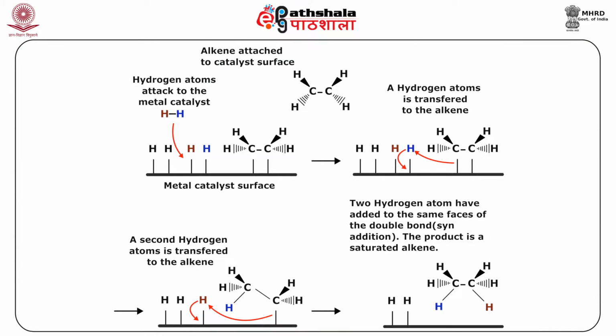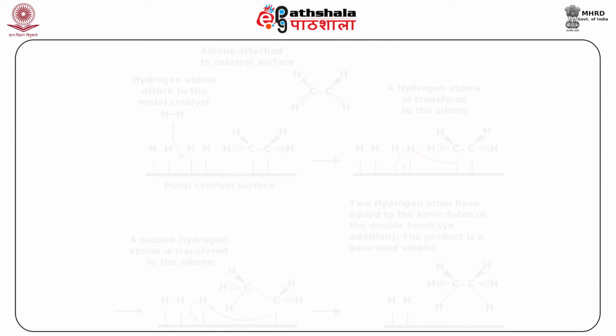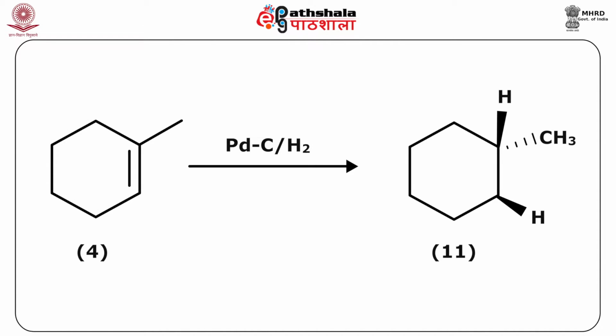Not all addition reactions produce regioisomers. For example, hydrogenation, the treatment of alkenes with a metal catalyst, that is palladium over carbon or palladium charcoal, and hydrogen gas, gives the following products. Since we are forming a carbon-hydrogen bond on both sides of the alkene, it is not possible to form regioisomers here because it will give only one product, that is 1-methylcyclohexane.